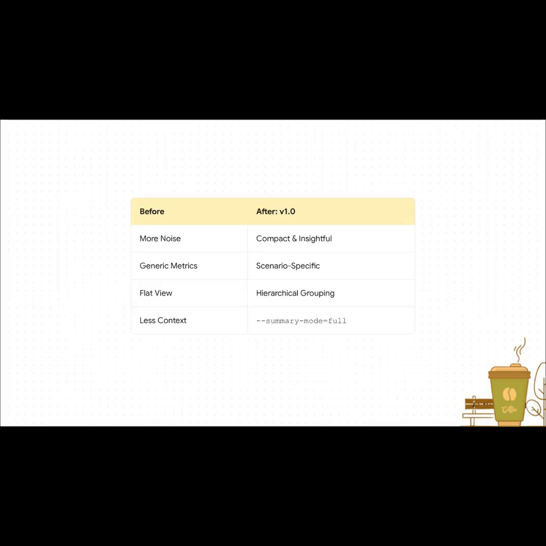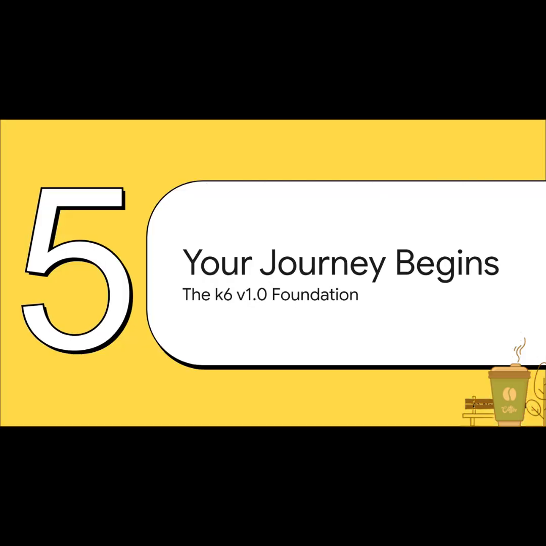And finally, the end of test summary got a major overhaul. The old one, let's be honest, it could be a bit noisy. The new one is compact and insightful right out of the box, with hierarchical grouping and metrics broken down by scenario. And hey, if you ever need more detail, you can still get the full, deep breakdown. So with all these updates, K6 v1.0 really isn't just another iteration, it's a foundation.